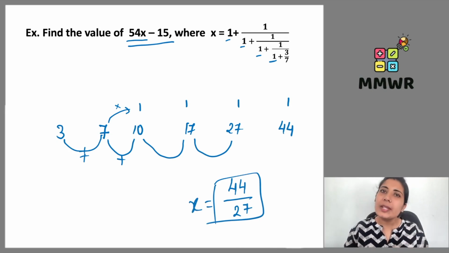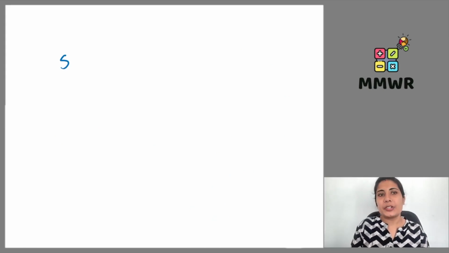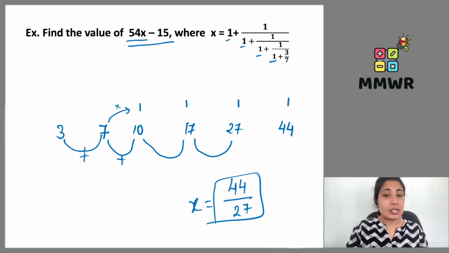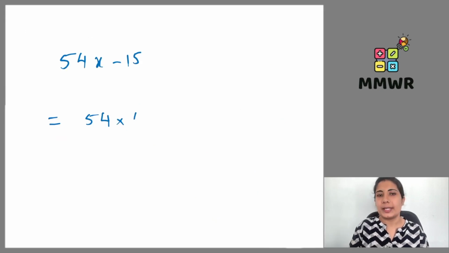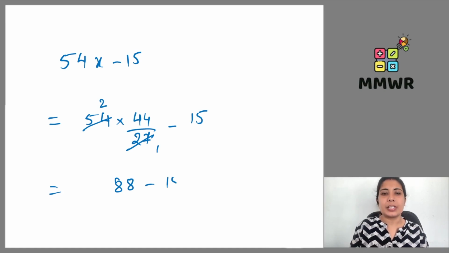x. As soon as we get the value of x, we have to substitute here in this expression 54x minus 15. Let's write down the value 54 as it is. Value for x we just now calculated, 44 upon 27, right? Minus 15. So cut short is possible by 27. 27 twos are 54. Now 2 multiplied by 44 gives me 88 minus 15.